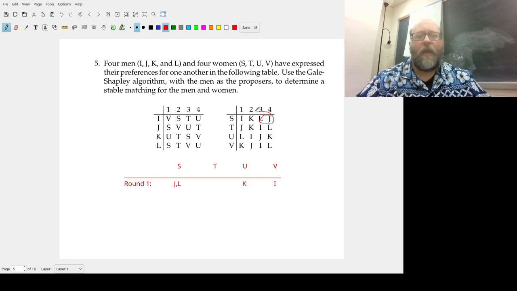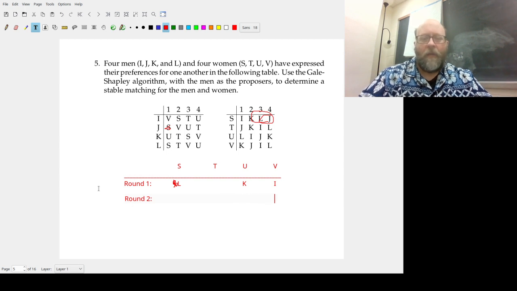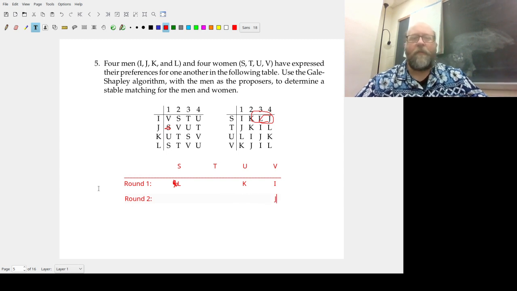S prefers L over J, and so J is not going to be matched up with S because S has a better offer. And that means J has to move on to J's second choice. So now in round 2, J is going to approach V, and we'll see how that works out.